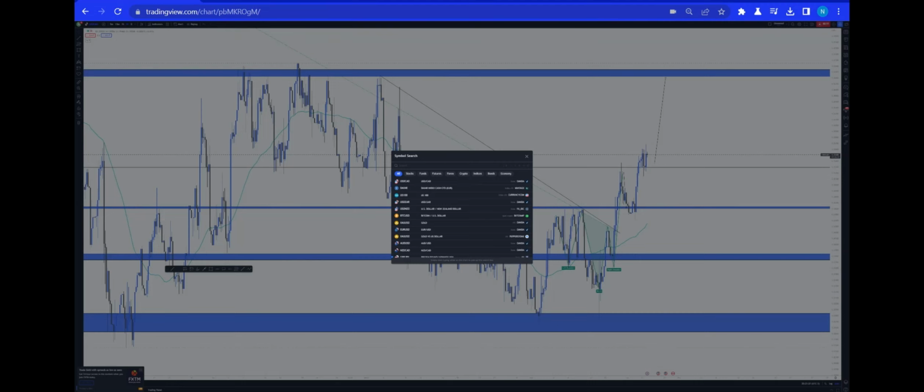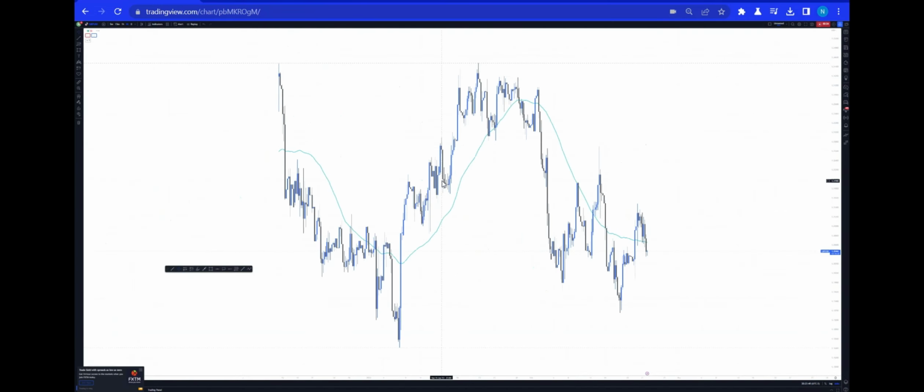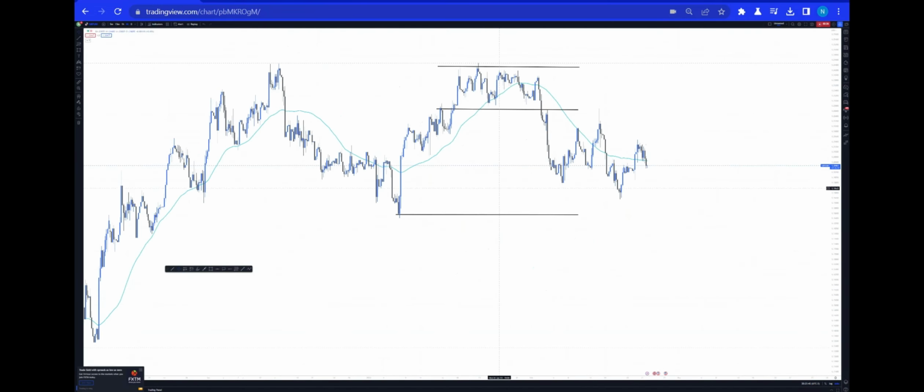So let's see. I'm thinking of analyzing GBPUSD. I'm not a fan of GBPUSD. Never traded GBPUSD that much. I don't even consider fundamentals whenever I'm trading GBPUSD. You get what I'm saying? I'm just not a fan.